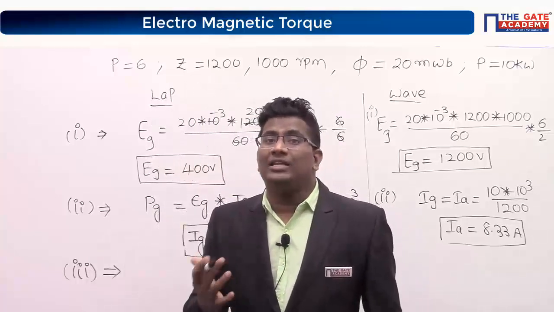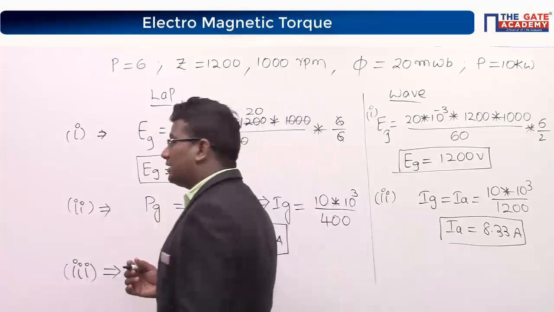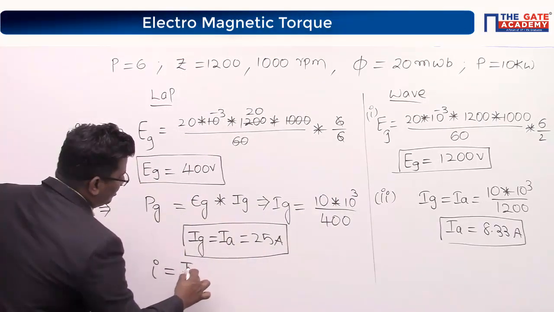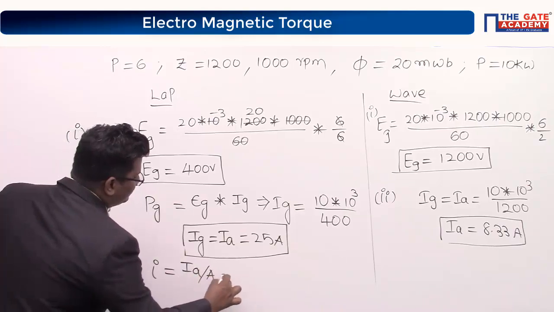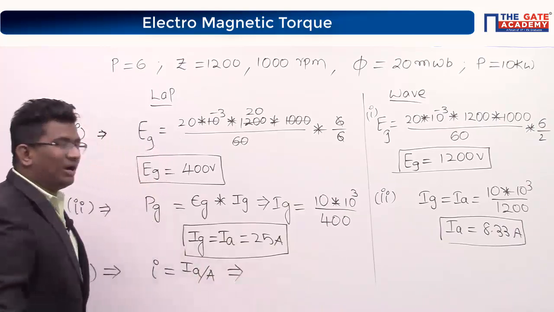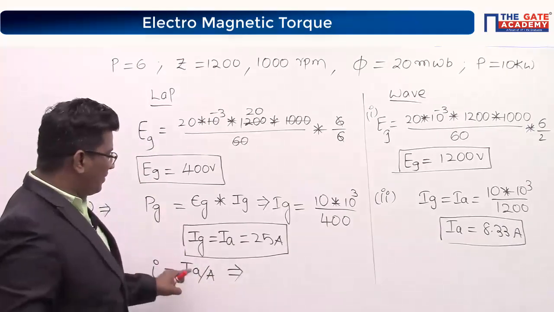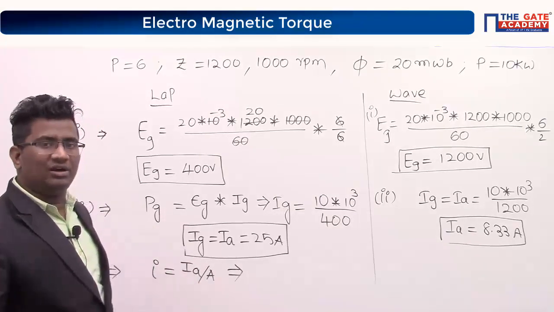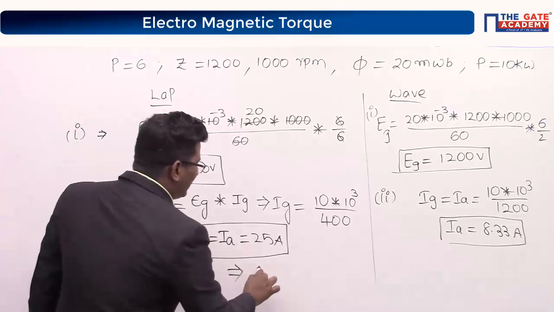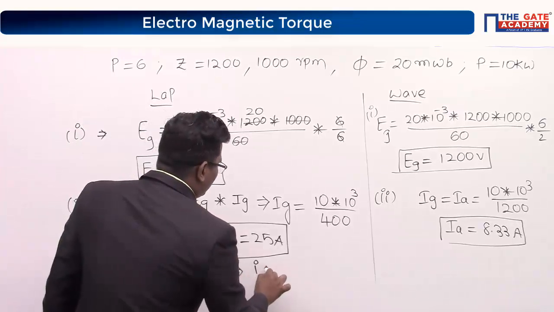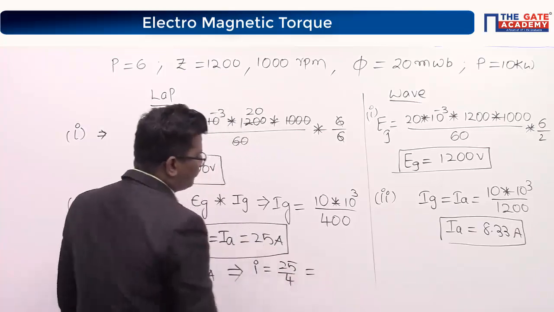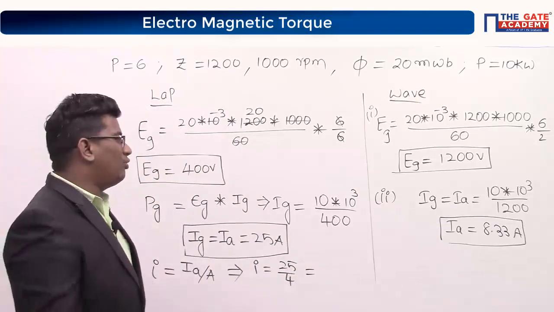The current carried by each conductor is the parallel path current. It means small i, correct? Small i is equal to Ia by A. Yesterday we derived this, right? Small i is equal to 25 by 4. How much is this value, guys?